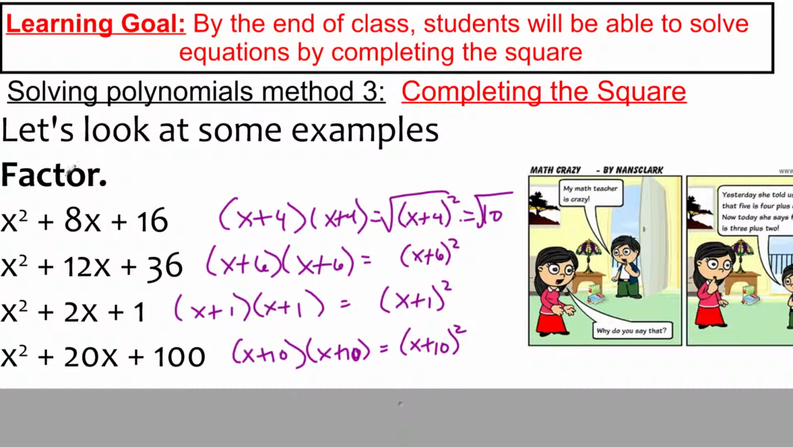Here's the connection. If you cut this in half, you get 4, and then if you square that, you get 16. If you cut this in half, you get 6. If you square that, you get 36. If you cut this in half, you get 1, and squared is 1. Cut this in half, you get 10, and squared is 100. So really what we're saying is this is B and this is C. If you take B and divide it by 2, and then square that answer, that should give you C. So instead of writing C, I could replace it with this.